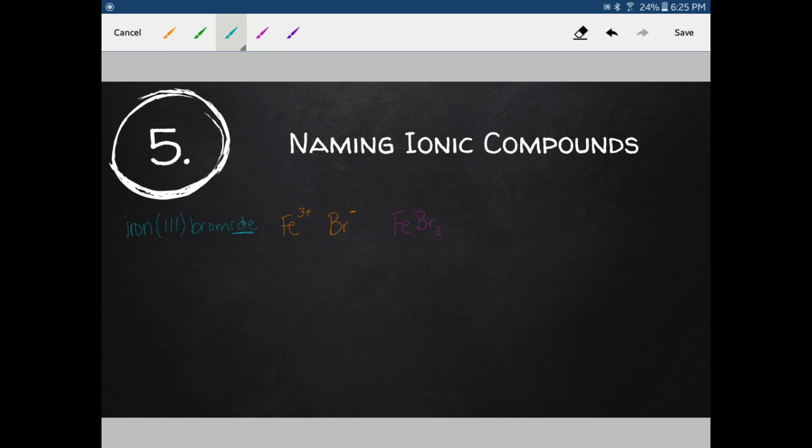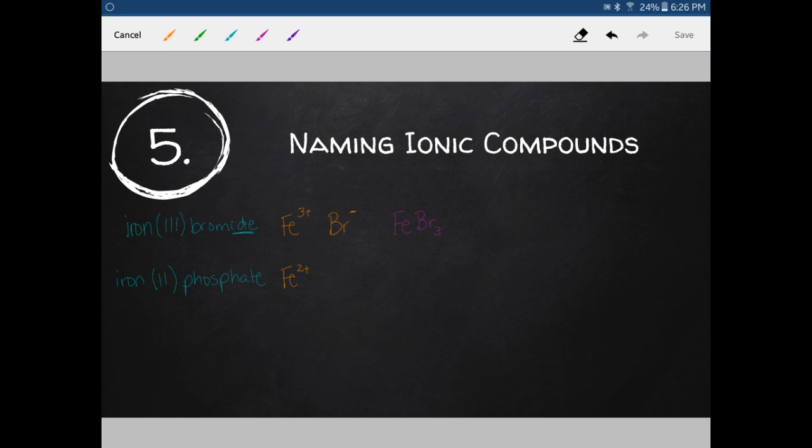Let's take a look at another example. What if I have, what's a good example? Let's go with iron. This time we'll go with iron 2, and we'll say iron 2 phosphate. Iron 2 phosphate. So I know that my iron has a 2 positive charge because it's indicated by the Roman numerals, so iron 2. And when I look at phosphate, I notice that it doesn't have an IDE ending, which indicates to me that it's a polyatomic ion.